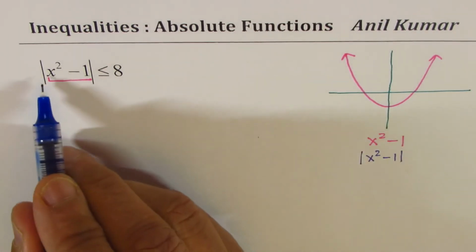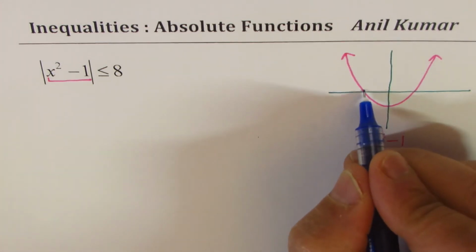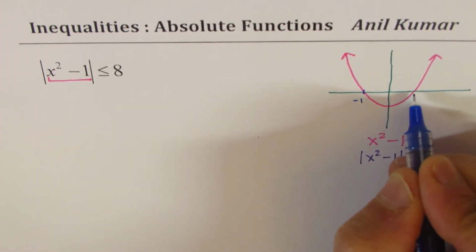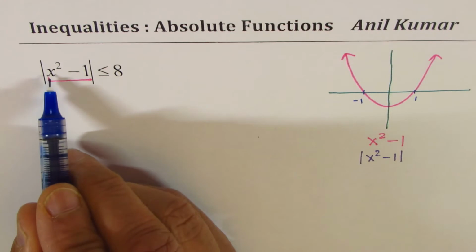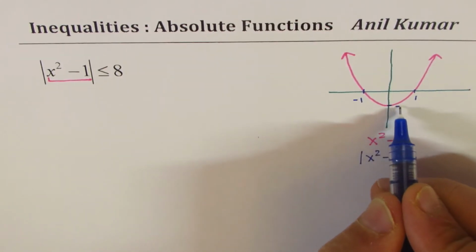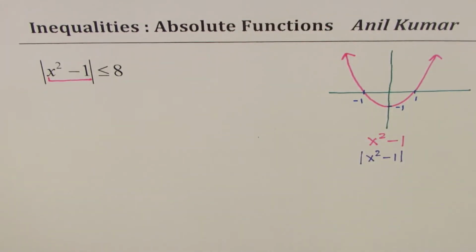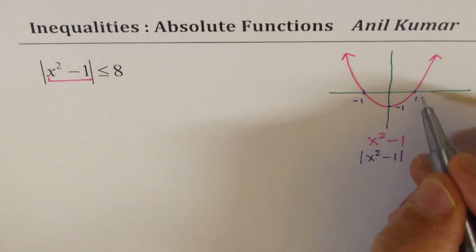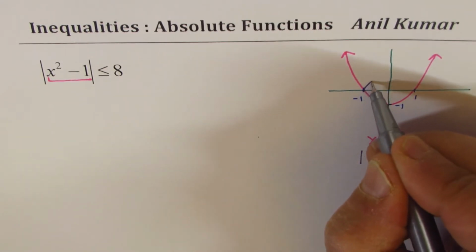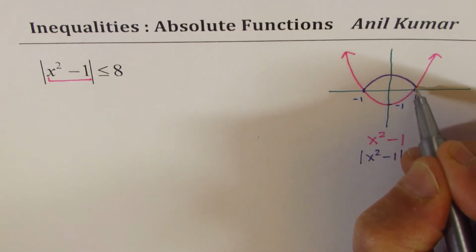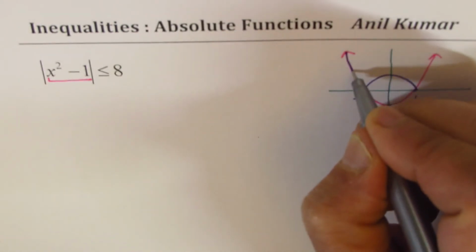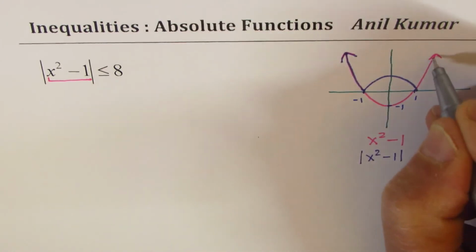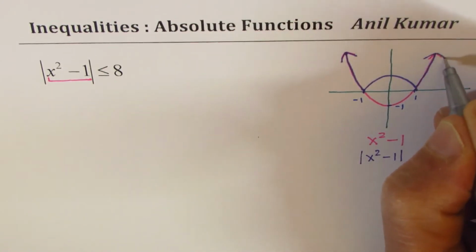Well, remember, this is 0 for plus or minus 1, so this point is minus 1, here we have plus 1, and if I write 0 here, I do get minus 1 here. Absolute value flips everything negative, reflects it on the x-axis, so we get something like this in the center. However, the sides are the same. Do you see that? Sides remain the same.